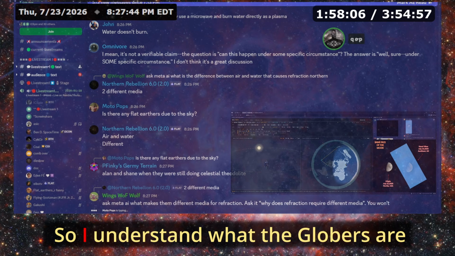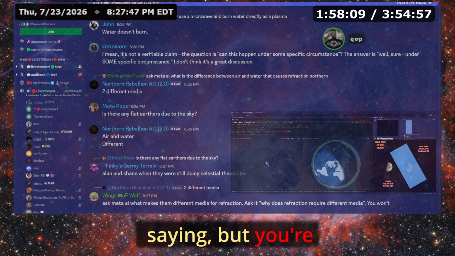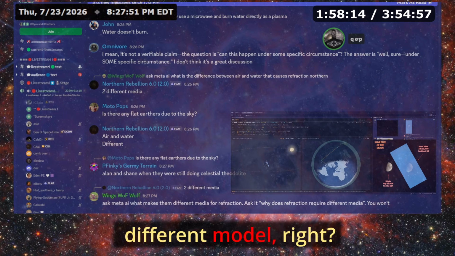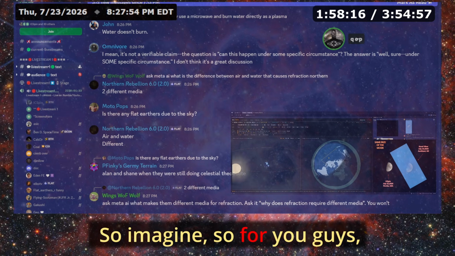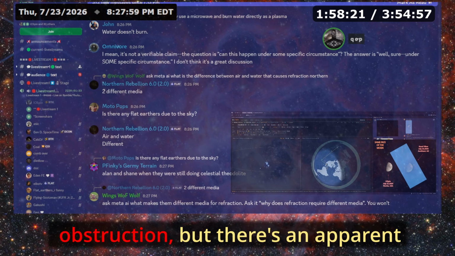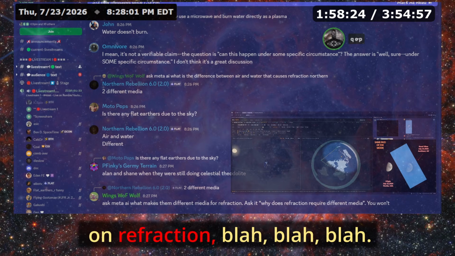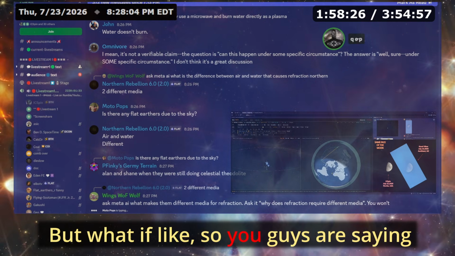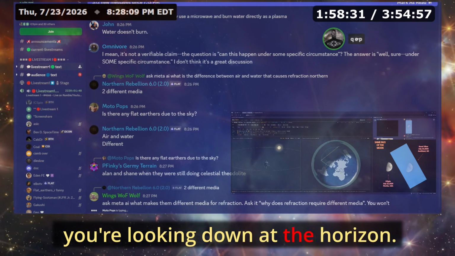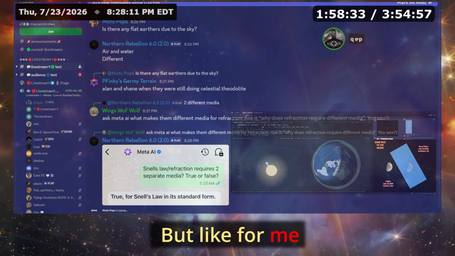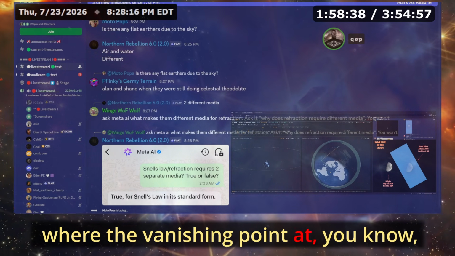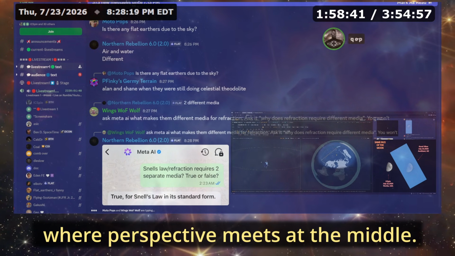All right, so I understand what the globers are saying, but you're not understanding what I'm saying. You guys don't try to understand a different model, right? So imagine for you guys, there's a physical horizon. It's the only thing that causes obstruction, but there's an apparent horizon, and that's depending on refraction. But for me and other flat earthers, the horizon is just basically eye level, where the vanishing point is, where perspective meets in the middle.